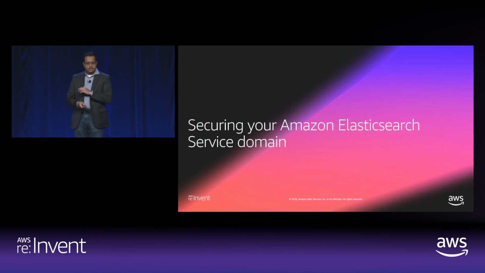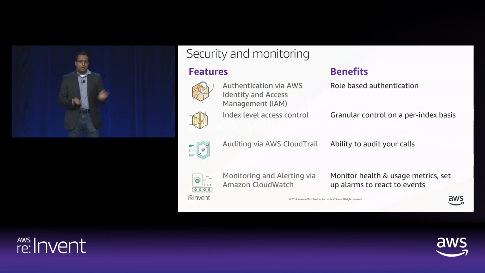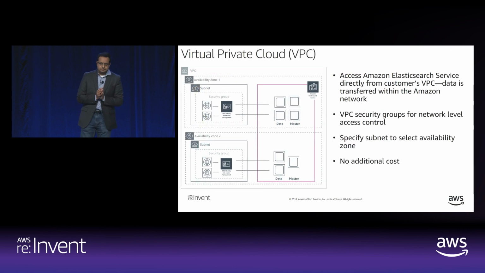Now let's move on to the other part, securing your domain. If you're getting multiple data sources, multiple consumers, a key part is how do you secure it? Of course, Amazon Elasticsearch Service has a bunch of options. It's got IAM-based access control. You've got CloudTrail for auditing, CloudWatch for monitoring. You've got different options. But I'm going to give you two key security features that you would want to focus on. First one is VPC.